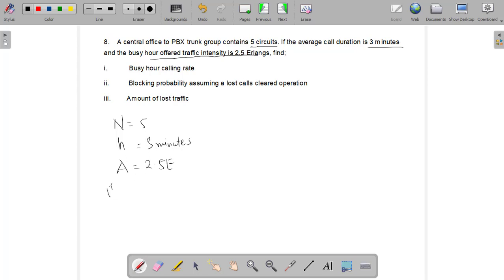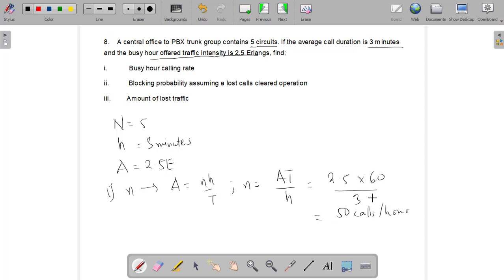So the first question, to find the busy hour calling rate, which is small n, using the formula A equals nH over T, we can see that n is equal to A times T divided by H. And so you're going to have 2.5 times 60 divided by 3, giving us 50 calls per hour.